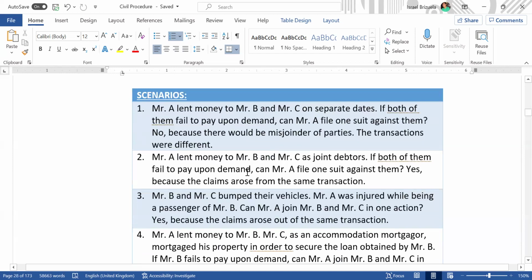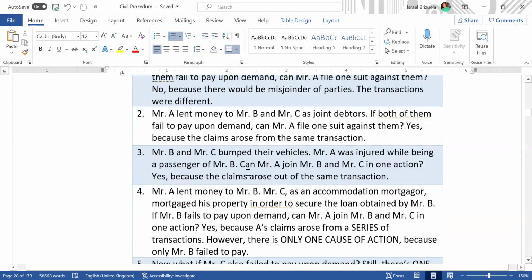Mr. A lent money to Mr. B and C as joint debtors. If both of them fail to pay upon demand, can Mr. A file one suit against them? Yes, because the claims arose from the same transaction.